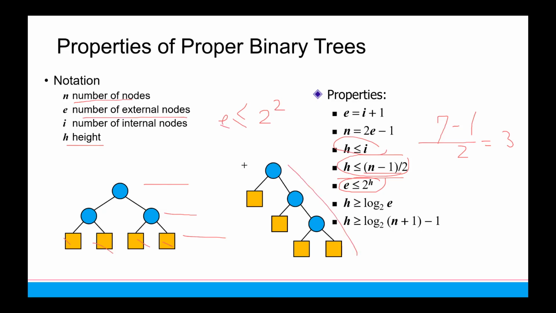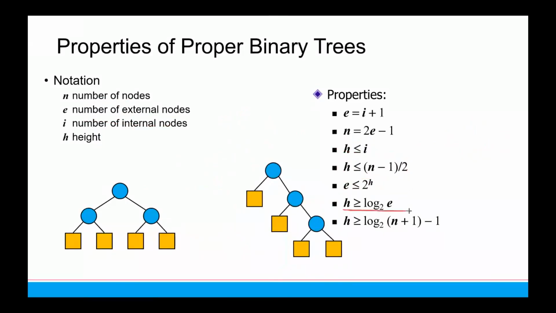What about this one? The h is 3. Okay. e is less than or equal to 2 to the power of 3. Then e is less than or equal to 8. Is it correct? e is the number of external nodes. So we have 1, 2, 3, 4. Okay. e is less than or equal to 8.